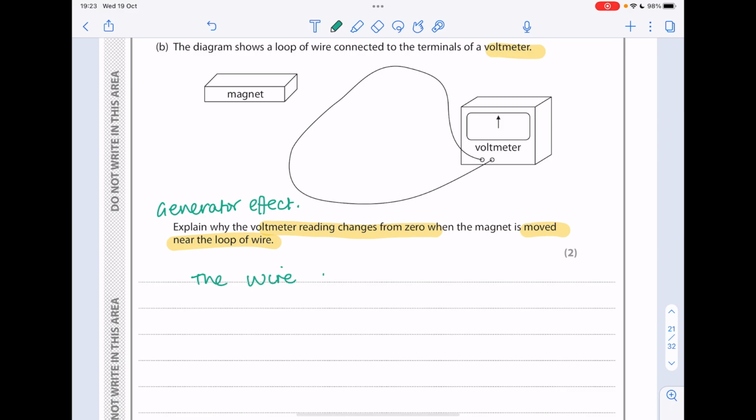Again, something to learn. Inducing a voltage. And that's why that voltmeter reading changes.